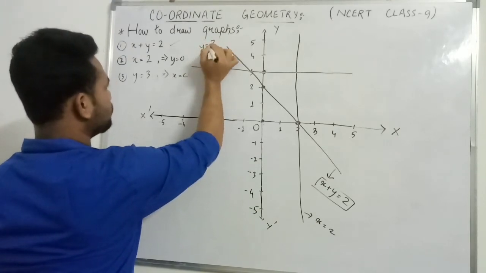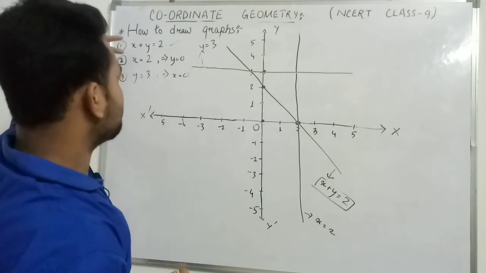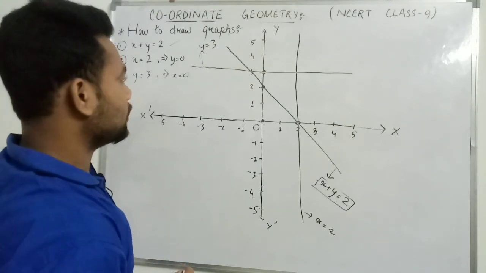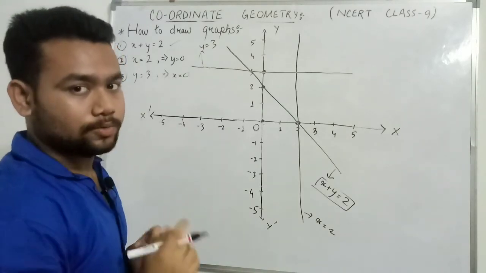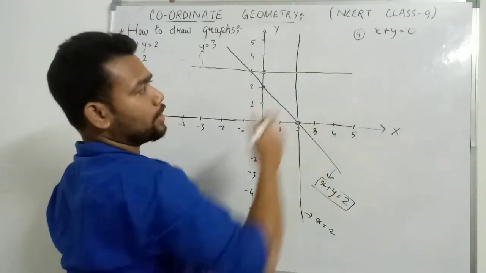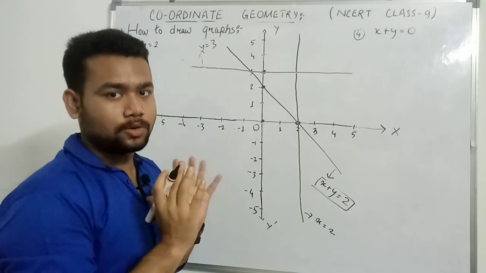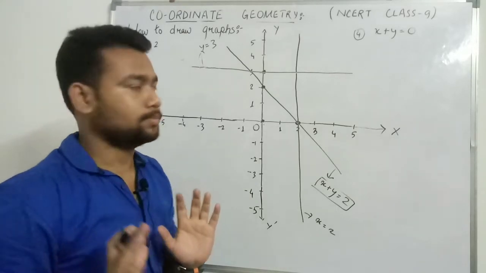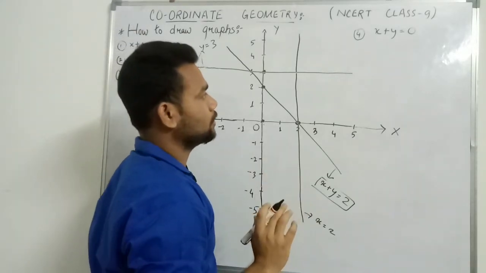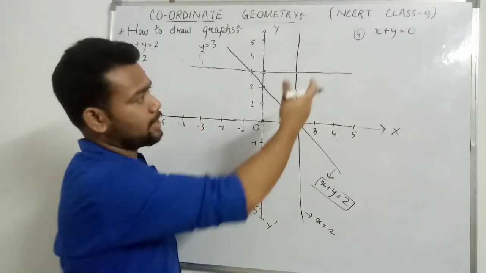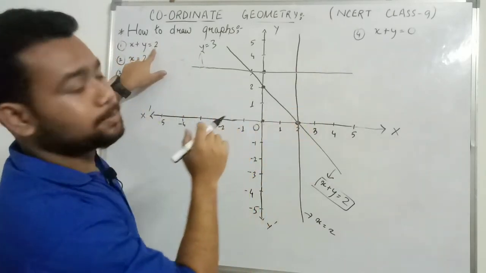y equal to 3. So the two types are given and the last type is left. So let's go for the last. So here x plus y equal to 0. So this is the last type of question that may come in your exam. So observe it carefully. So मैंने क्या सिखाया था? X plus y equal to 0 is similar to this x plus y equal to 2.